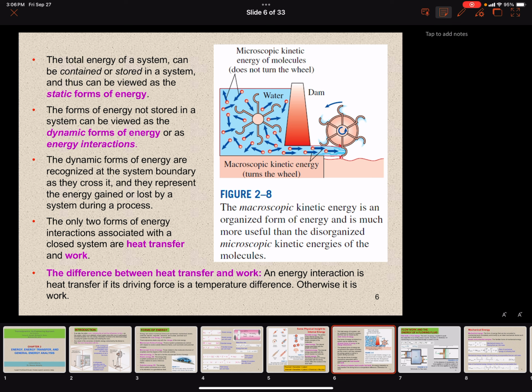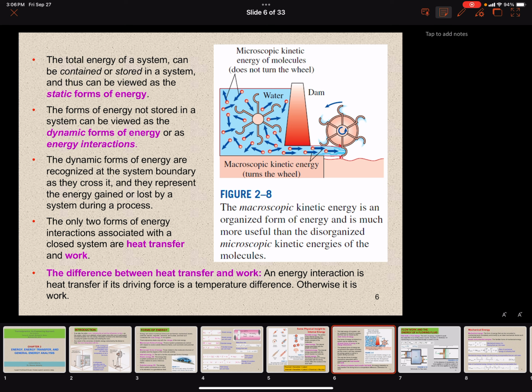Static forms of energy refer to energy that is stored within the system. This includes forms of energy such as internal energy and potential energy, which do not cross the boundary of the system during a process. Dynamic forms of energy, or energy interactions, are those that can cross the system boundary, like heat and work.